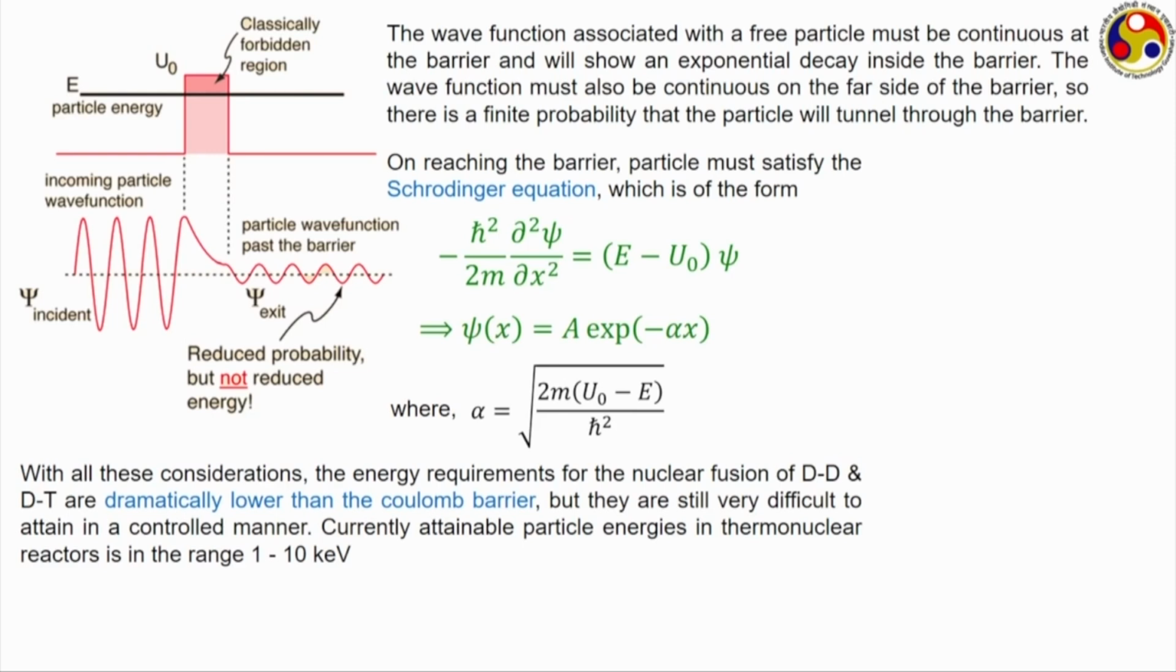With all this consideration, those shown in the previous slide, and also whatever solution we are getting from this Schrodinger equation, the outcome is that the energy requirement for nuclear fusion for both deuterium-deuterium and deuterium-tritium collisions can be drastically lower than the Coulomb barrier. In the previous slide, we just tried to balance the kinetic energy and the Coulomb barrier, considering that the kinetic energy has to be greater than the Coulomb barrier, and accordingly got a velocity level and hence the temperature level.